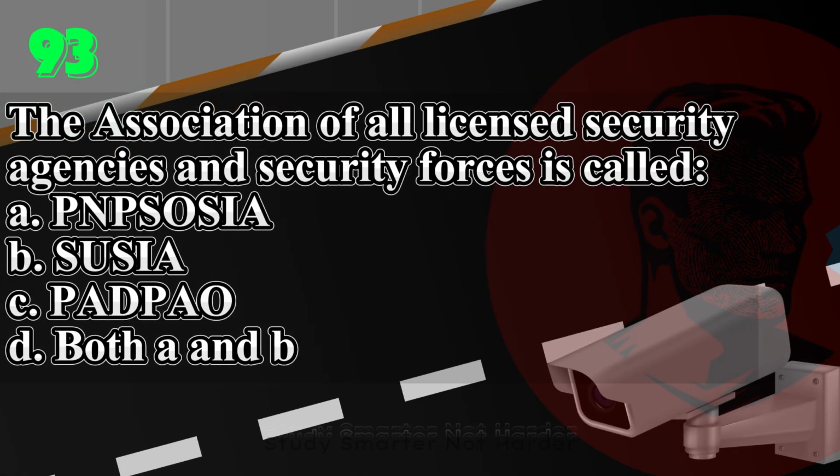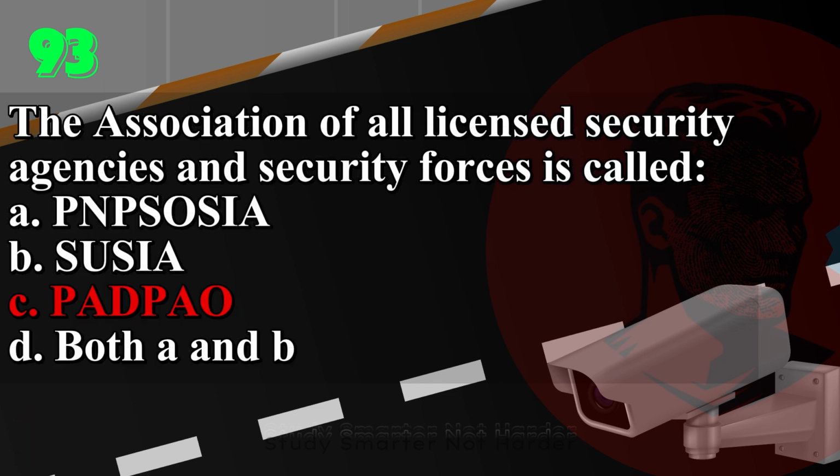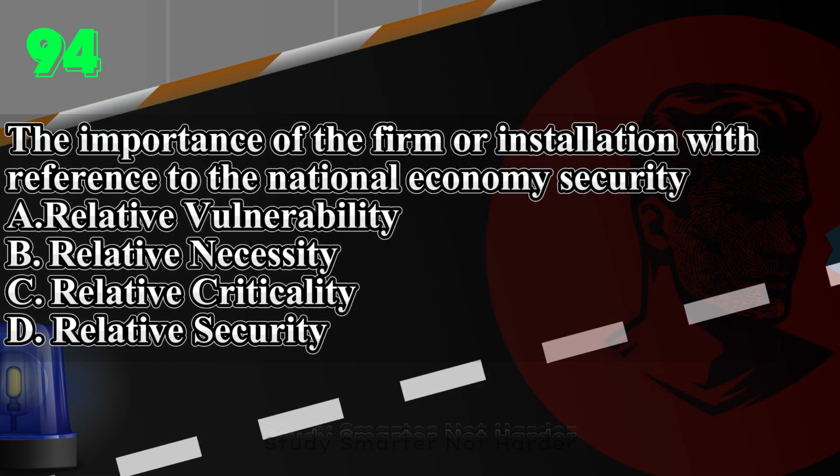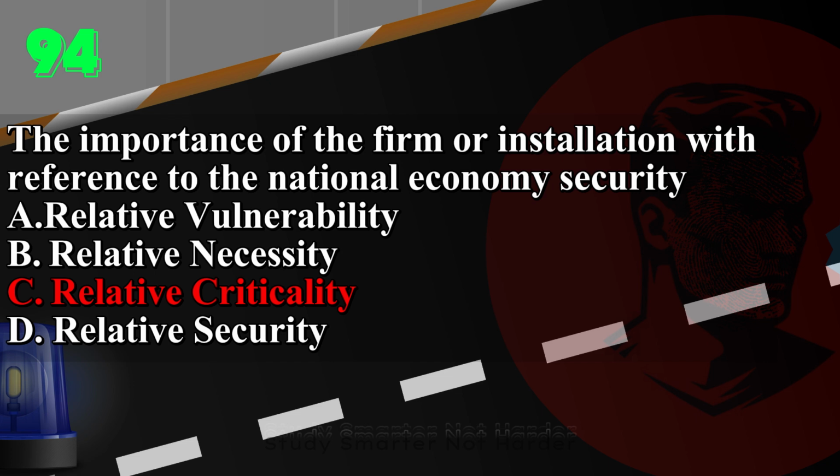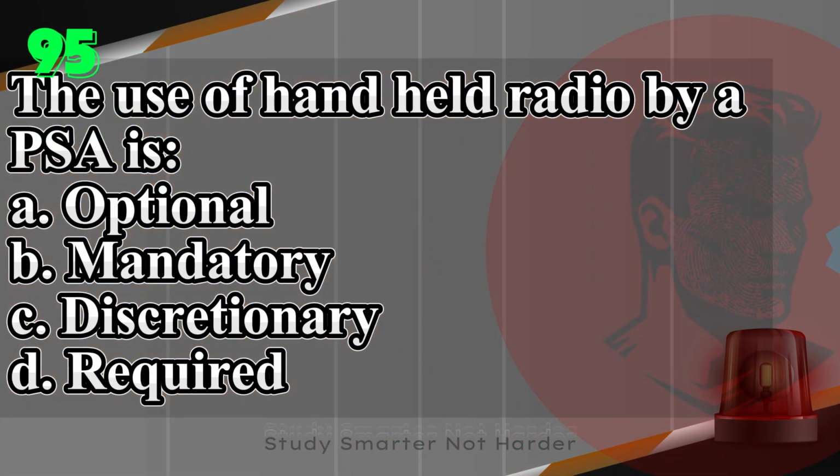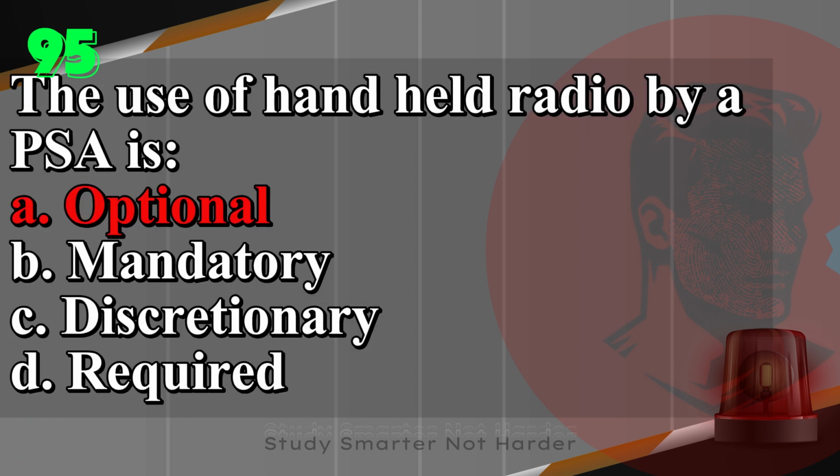93. The association of all licensed security agencies and security forces is called A. Consortia. B. Usuja. C. Padpao. D. Both A and B. C. Padpao. 94. The importance of the firm or installation with reference to the national economy security. A. Relative vulnerability. B. Relative necessity. C. Relative criticality. D. Relative security. C. Relative criticality. 95. The use of handheld radio by a PSA is A. Optional. B. Mandatory. C. Discretionary. D. Required. A. Optional.